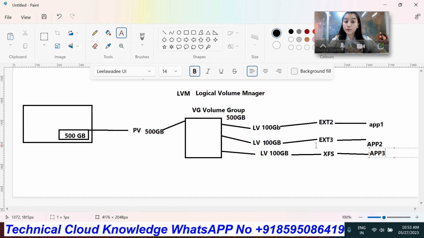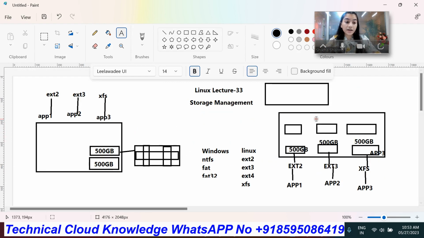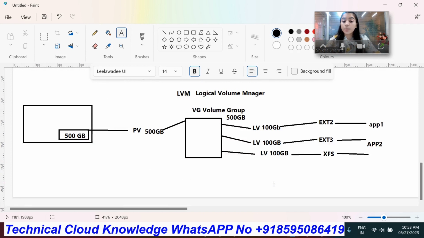And right now, if you can see here, the volume group is about 500 GB, and we have used only 300 GB. The remaining 200 GB is still there, so we can create more LVs here. In the standard way, we are just creating 3 different hard drives, and we need to create multiple hard drives in the physical server. But now we do not need to create multiple hard drives. We will create the LV.